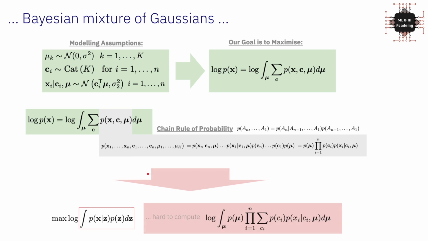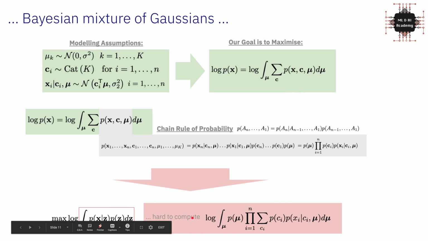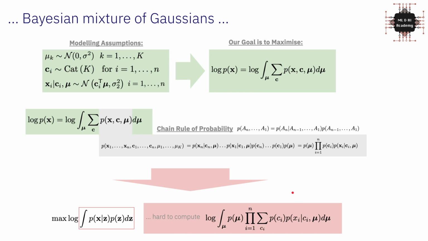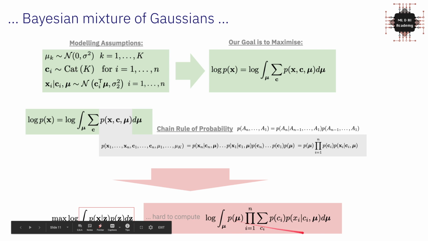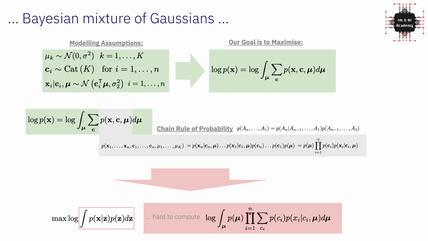Good. Once I plug this in, I get this equation, which is the log of the integral of p of mu times that product from i equals 1 to n. That's what you see here. And don't forget that we had the summation over c, so the summation pops up here. Now you have p of ci and p of xi given ci and mu. As you see, this is an extremely hard integral to compute, because these equations are not conjugate to each other, so it's really hard to deal with.